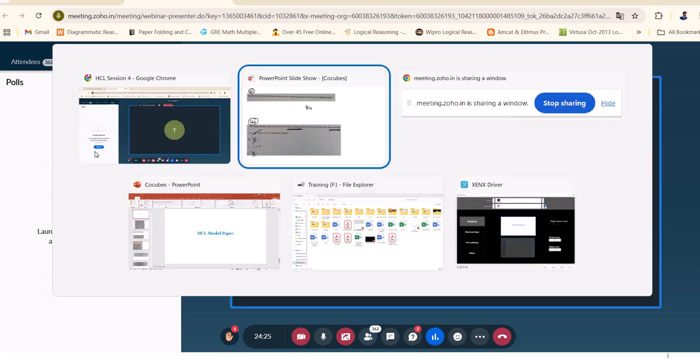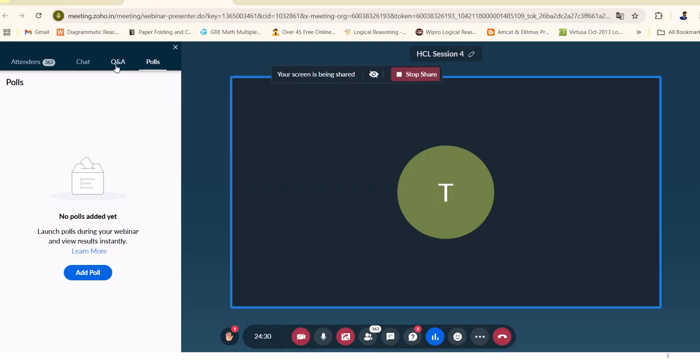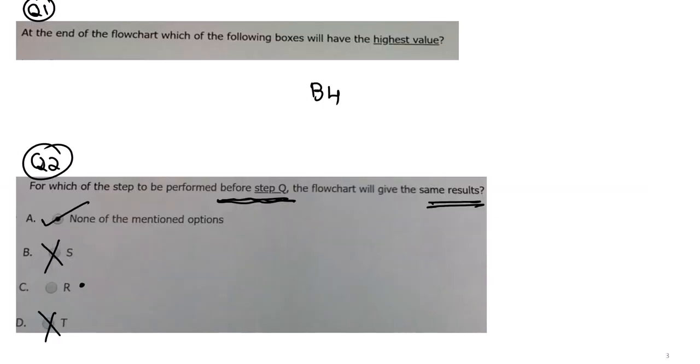You can use poll. You can update in poll. Yeah, for Q&A, you can use Q&A, not poll. R. Yeah, that's what one of the friends gave, R. But that one glitch here, I don't have clarity regarding.